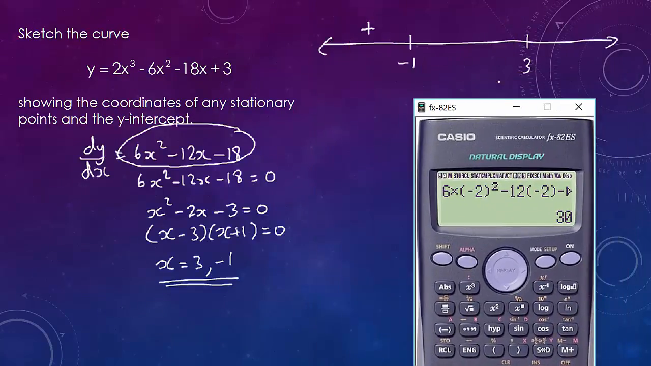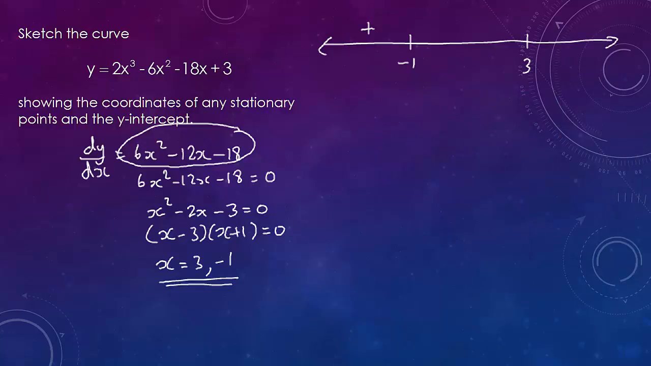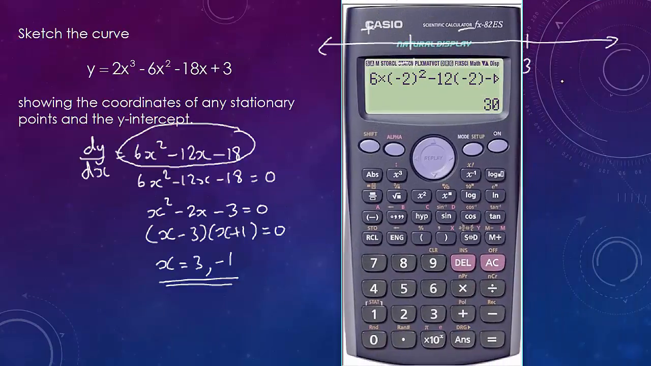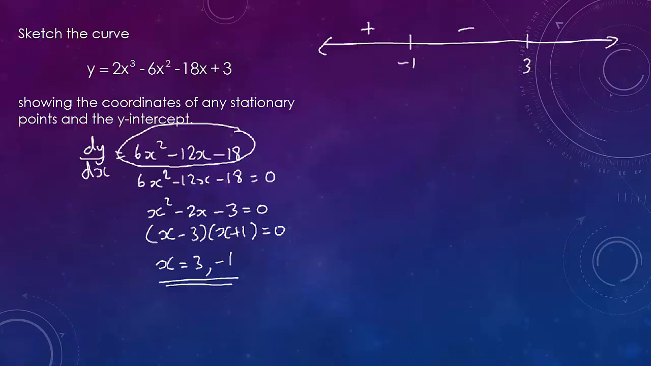Let's do the same between negative 1 and 3. In fact, 0 would be a really good value to take. 0, 0, negative 18, so it's going to be negative. Now let's try something like 4, so that we're to the right of 3. So let's just go back and edit. So we'll change that negative 2 there to a 4. And we'll change this negative 2 to a 4. And that's 30, so that's positive. So we know the gradient's going to go positive, negative, positive.